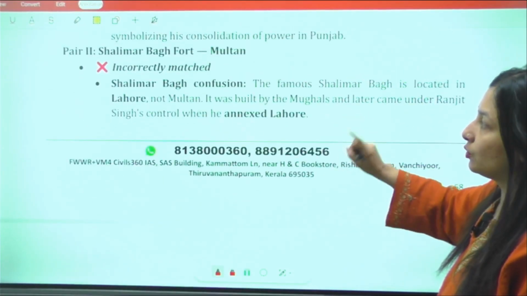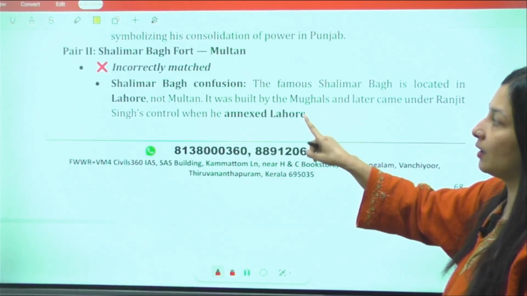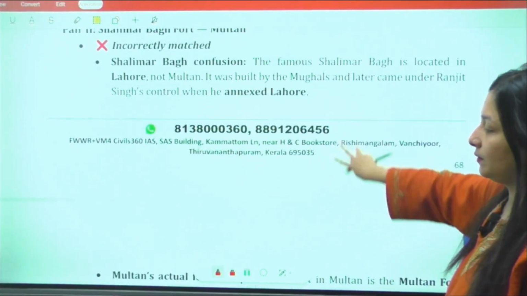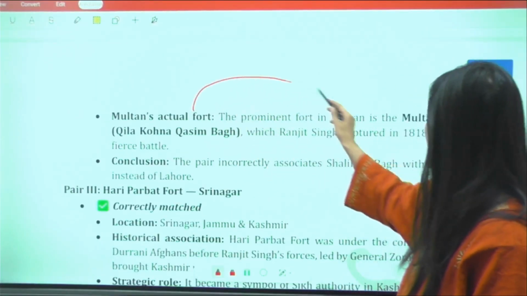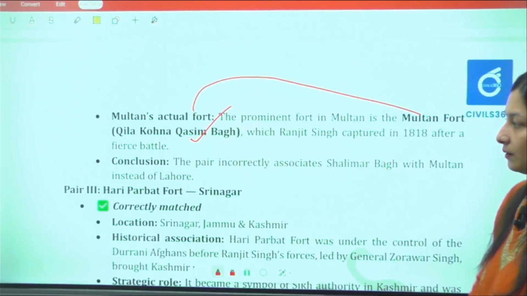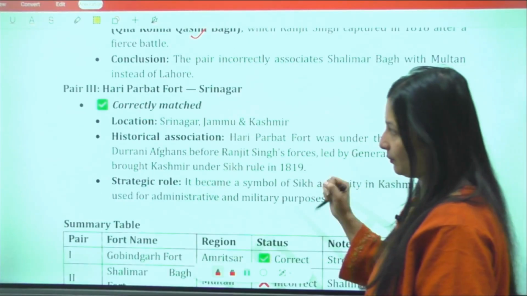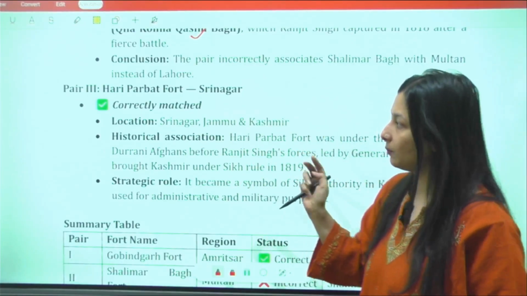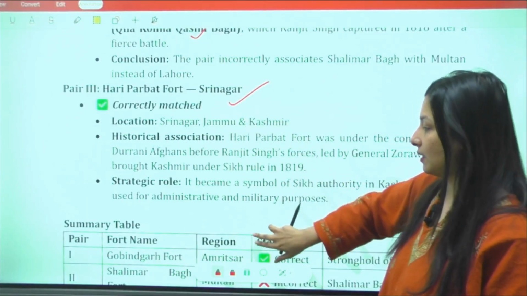Shalimar Bagh, don't confuse this Shalimar Bagh with Shalimar Fort. First of all, this fort is not present in Multan. The name of the actual fort of Multan over here is Multan Fort or Qila Kohna Qasim Bagh. So this is absolutely wrong. Little technical, little hard paper over here, but no matter what, UPSC surprises you anytime. Harparbat Fort, Srinagar, this is absolutely right.